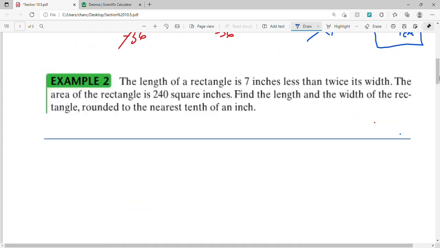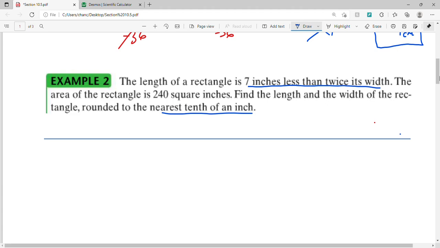Example 2. The length of a rectangle is 7 inches less than twice its width. The area of the rectangle is 240 square inches. Find the length and the width of the rectangle. Round to the nearest tenth of an inch.